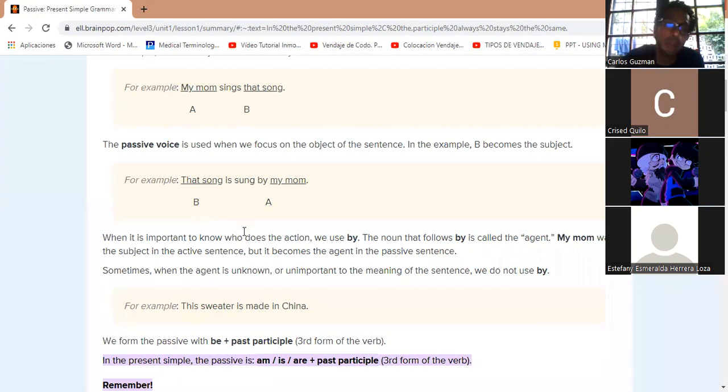So that's just my mom sings that song, active voice. That song is sung by my mom, passive voice, right? The song becomes the subject, is receiving the action. All right, so I think it's pretty clear.